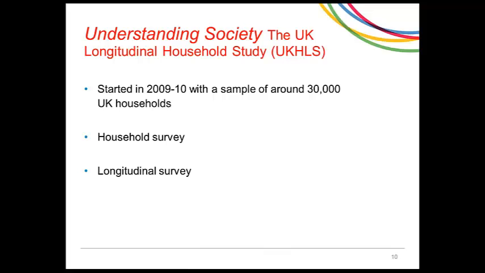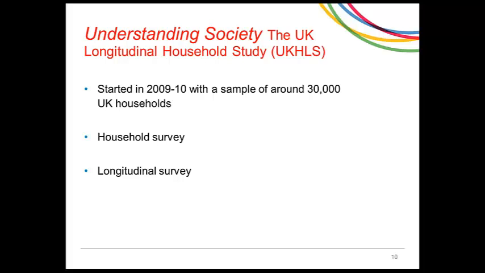So the survey started in 2009-2010 with a sample of around 30,000 households living in the UK. Now the technical name of the study is the UK Longitudinal Household Study. As the name suggests, this sample is representative of the UK. This survey has a household focus. So when I say household focus, what I mean is that the information is collected from the entire household, who provide the contextual information for individual level analysis. For example, you might want to know whether living in a single earner household increases the risk of being poor.